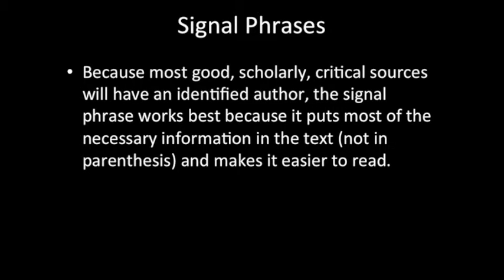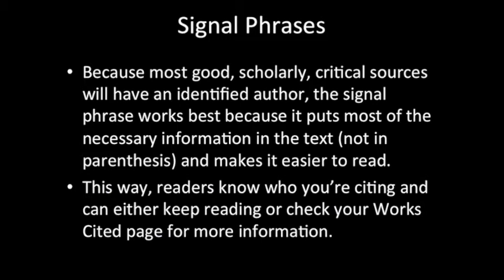Most good scholarly critical sources will have an identified author. A signal phrase works best because it puts most of the necessary information in the text, not in parentheses. As I was just saying, it makes it easier to read. So this way readers know who you're citing. They can either keep reading or check your works cited page for more information. It's just a better way to identify and cite your sources, right? Now, speaking of works cited, you do need to do a works cited page for this essay. It should be pretty simple, but it should include both primary and secondary sources, right?